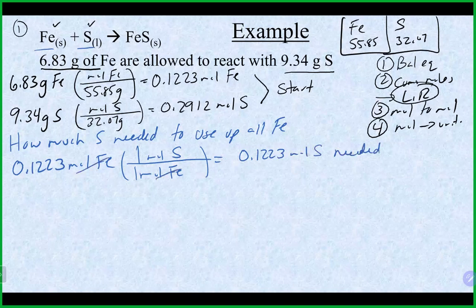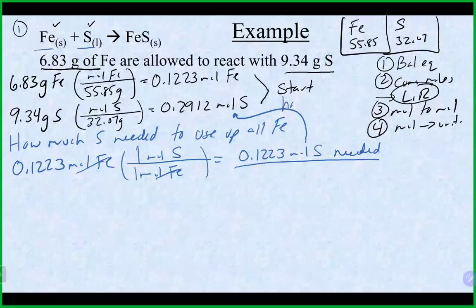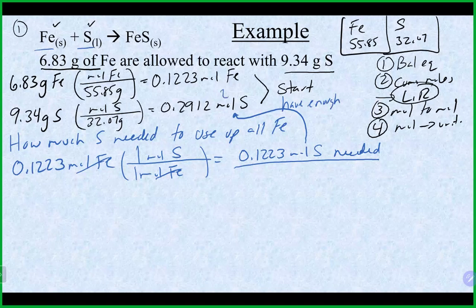Again, those we're going to cancel. At this point, what I want to compare is how much is needed to how much I have to start with. And again, I need 0.122. I have 0.29 to start with. So I do have enough. And because I have enough, that's all I need to figure out. That tells me sulfur is my excess reagent. And by default, that would mean it is the iron that is my limiting reagent. And that is the purpose of that little calculation, is to basically figure that out.